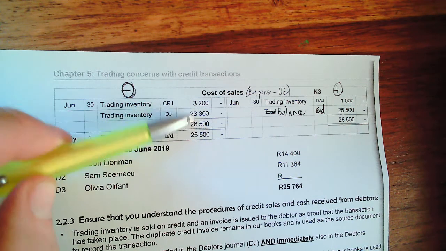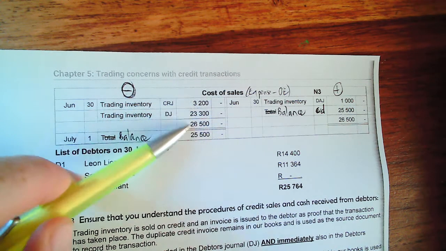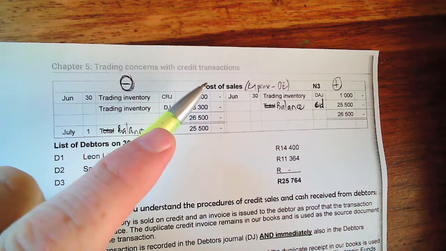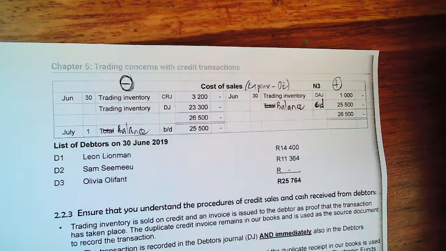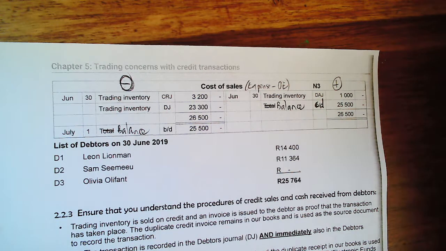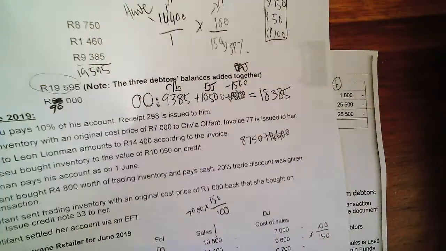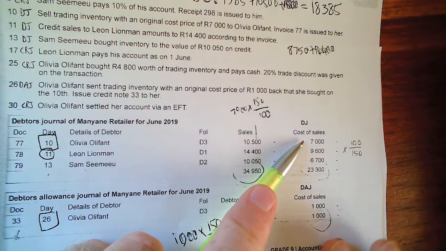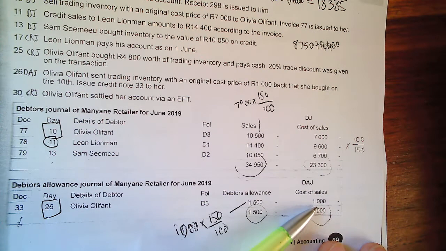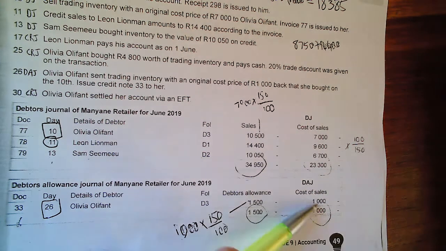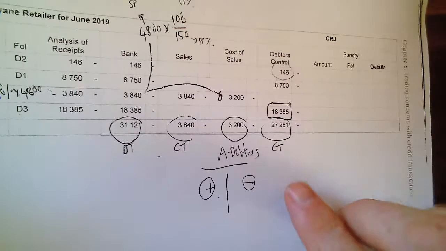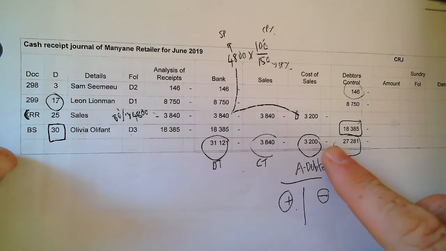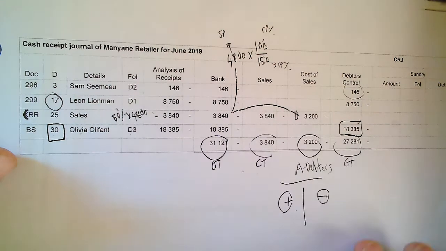I'm going to show you why it's put on the debit side in this case as well. Cost of sales, you will find in a couple of journals. The first journal where you will find cost of sales is the DJ. Then you find cost of sales in the DAJ, and you also find cost of sales in the CRJ.